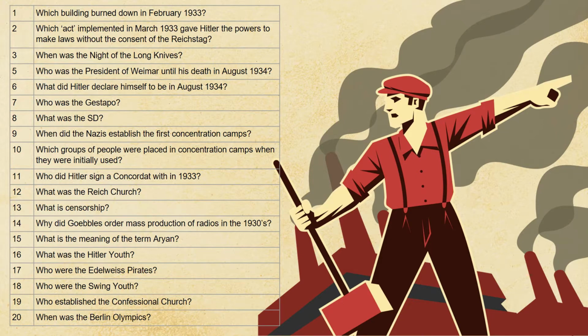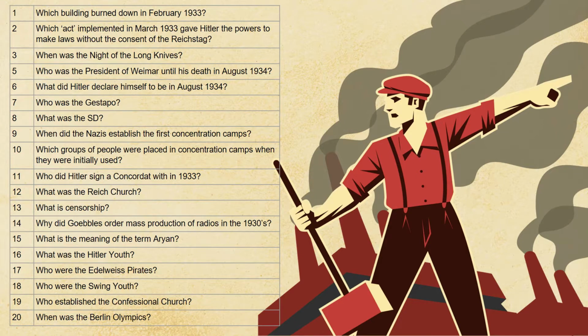Which groups of people were placed in concentration camps when they were initially used, so not during the war when they first started? Who did Hitler sign a Concordat with in 1933? What was the Reich Church? What is censorship? Why did Goebbels order mass production of radios in the 1930s? What is the meaning of the term Aryan?